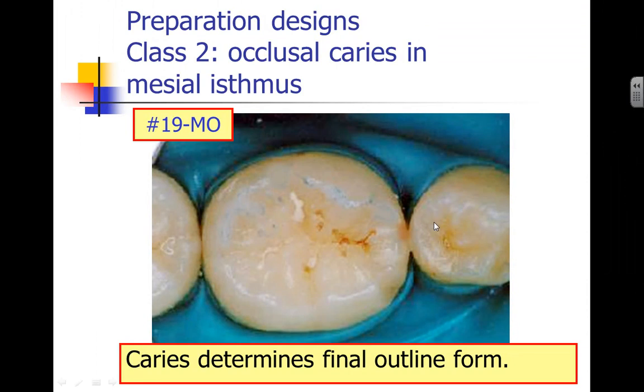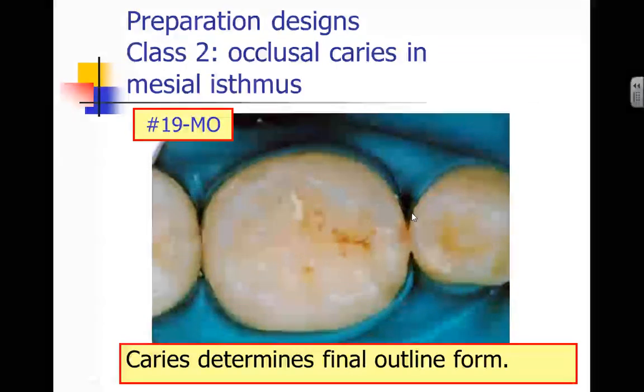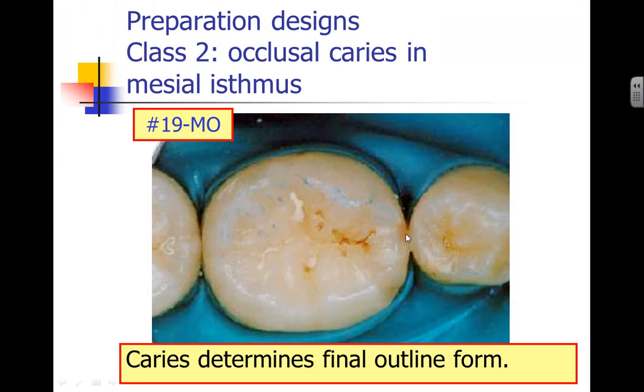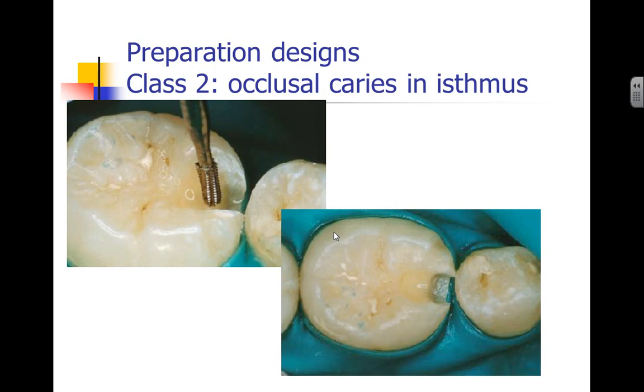Or for tooth number 19, radiographically it has caries on the proximal surface, and there's caries on the occlusal, but only in the mesial portion. So caries is going to determine our final outline form for 19, but 19 will be considered an MO preparation. We go in with our burr and we prepare our proximal slot, and we're doing some occlusal preparation.